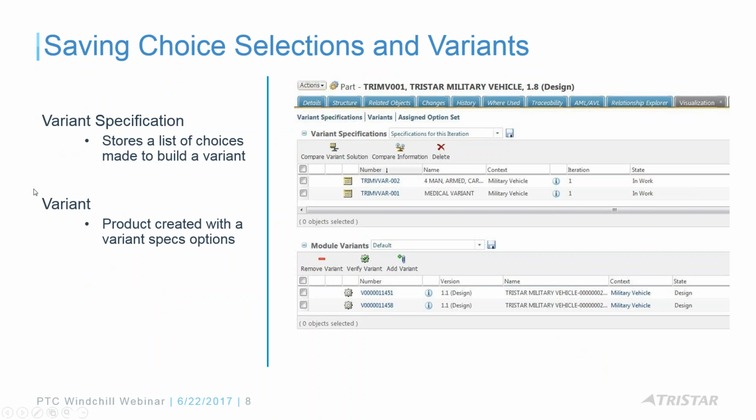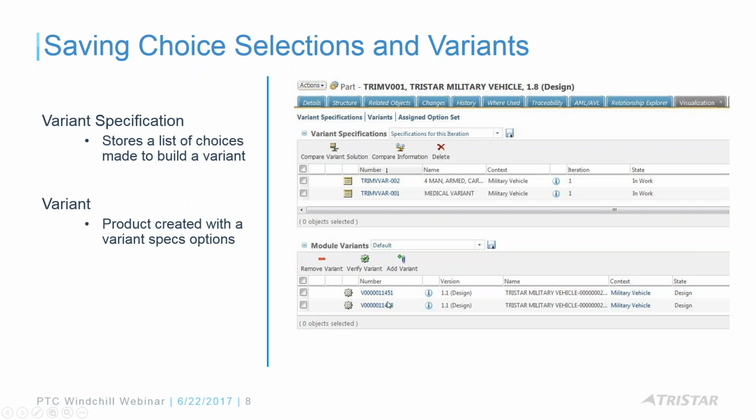So once that BOM is configured, I can then save that BOM as a variant. This will have its own part number and its own configuration. Windchill also allows me to save the variant specification. So all the choices that I selected, Windchill allows me to save this and have it traced back to the source overloaded BOM as well as the module variant that I created.